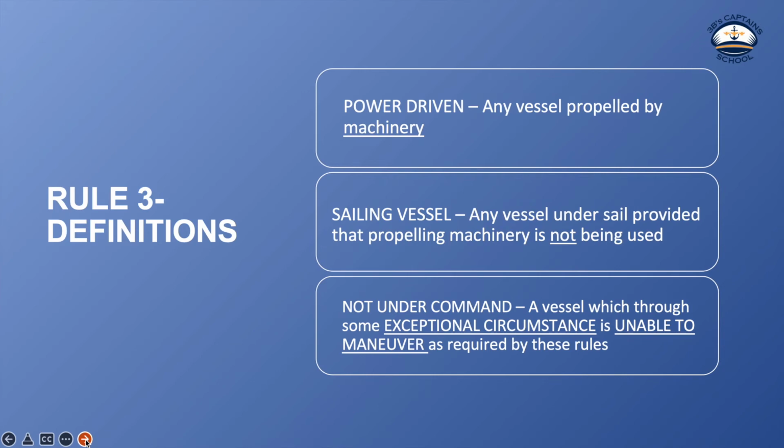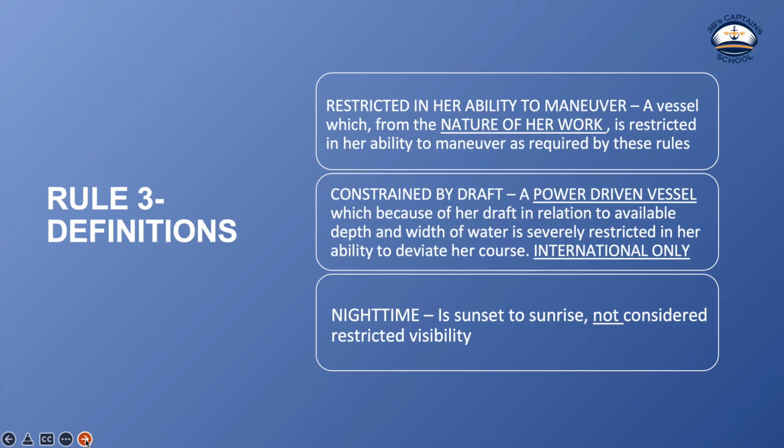Not under command. This is a vessel which through some exceptional circumstance is unable to maneuver as required by these rules. So what's a special or exceptional circumstance? The rudder's broken, the controls for controlling the rudder from the pilot house don't work, the engines are not working, the prop's bent. For some reason, this vessel cannot operate as required by the rules.